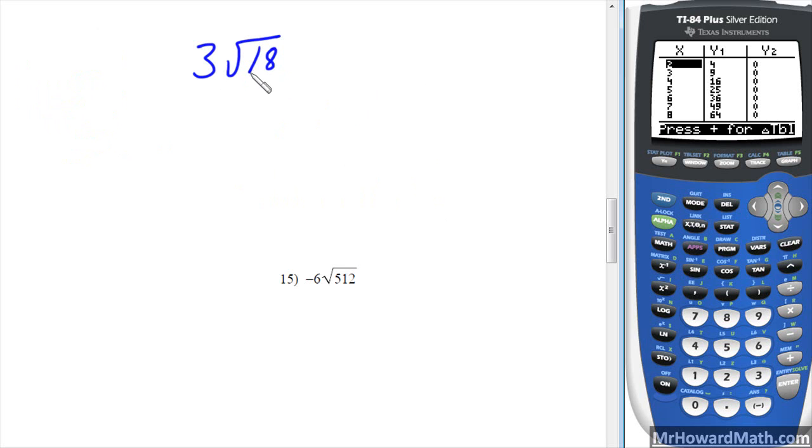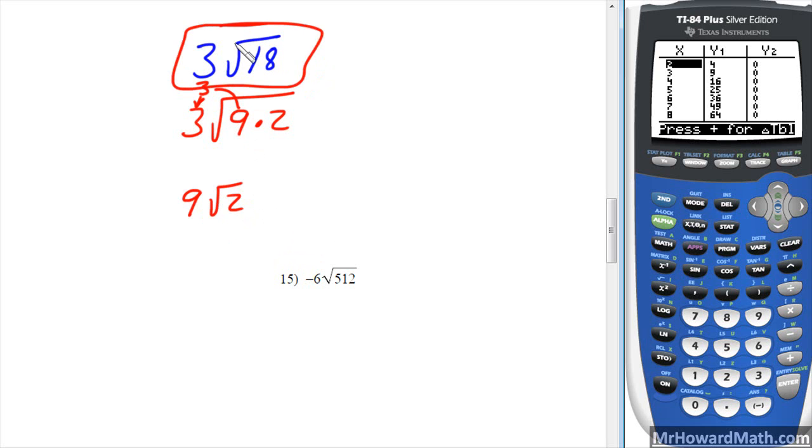So our goal is to simplify this square root of 18. 18 has factors of 9 and 2, where 9 has a perfect square root. I wouldn't use 6 and 3 because neither 6 or 3 has a perfect square root. I want to use 9 and 2. 9 has a perfect square root of 3, so I'm going to bring it up front. I have to end up multiplying these two together. 3 times 3 is 9. The 2 was left behind, so 9 square root of 2 is equivalent to 3 square root of 18.